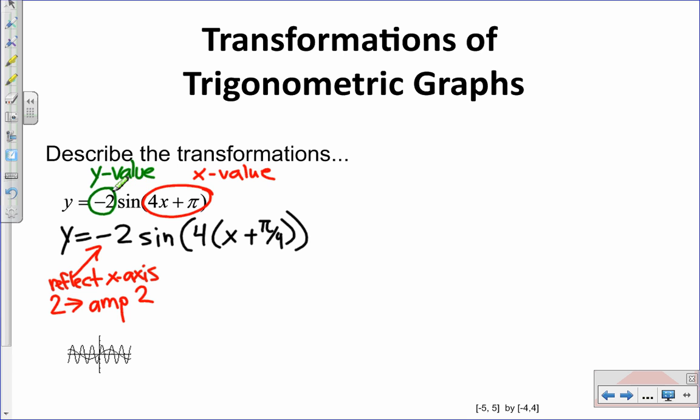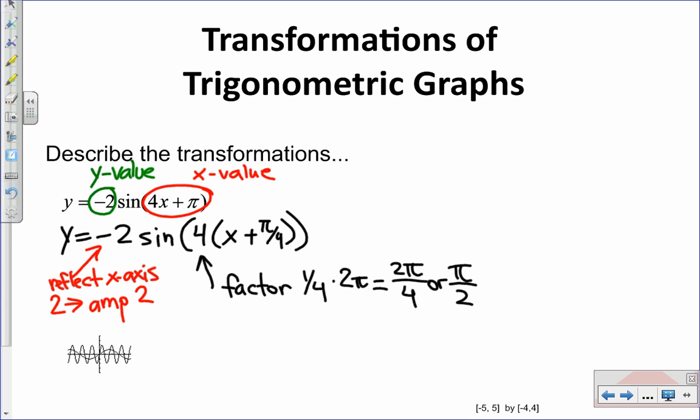Now for the x values, remember with the horizontal shift, we're going to have a factor. We're going to multiply by the factor of 1/4. Well, since this has a period of 2 pi, this will repeat itself every 2 pi. So as a result, the period is 2 pi over 4, or pi halves. Wow, so this graph will repeat itself every pi halves. Now, you may have seen this defined as 2 pi over b will indicate the period for any given trigonometric function, where the value here is b.